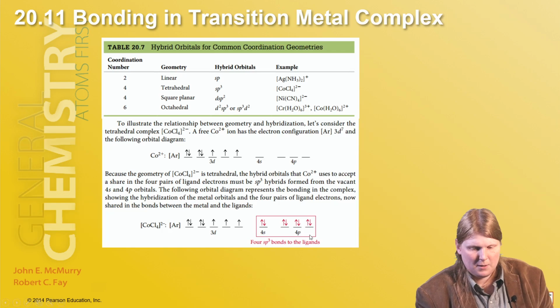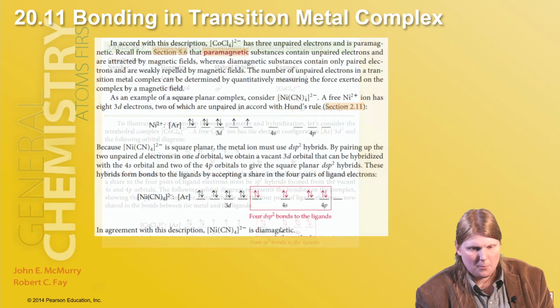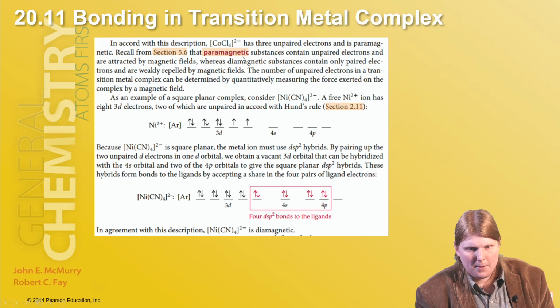My point is just being able to really look at this and see that this is paramagnetic because the electrons are not all paired up. And remember that paramagnetic substances contain unpaired electrons in their configurations, and they're attracted by magnetic fields weakly. And if they're all paired up, then that's diamagnetic, and they're repelled weakly by magnetic fields.